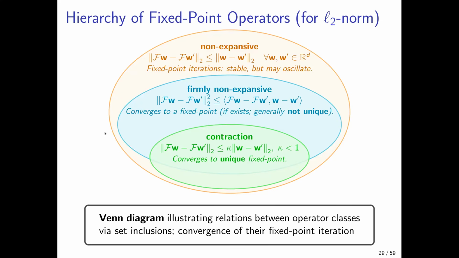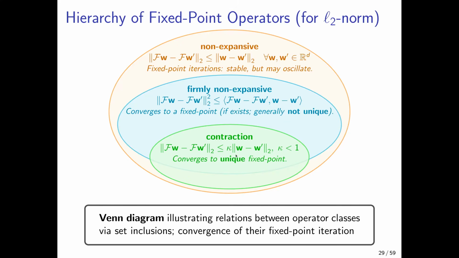And yeah, before we study gradient descent and also proximal operators, let us summarize what we know so far. So we have been looking at non-expansive operators, which contain two classes of very interesting operators, namely contractions and firmly non-expansive operators. So this is a Venn diagram, which illustrates the relations between them.